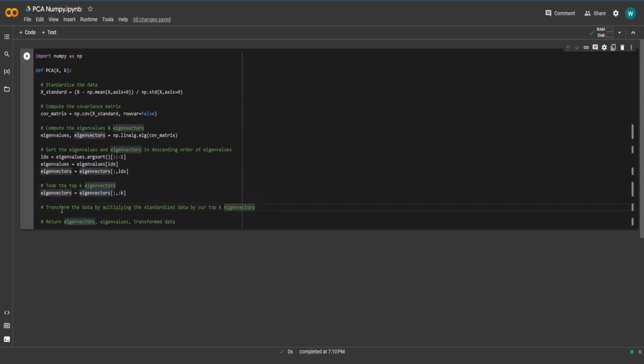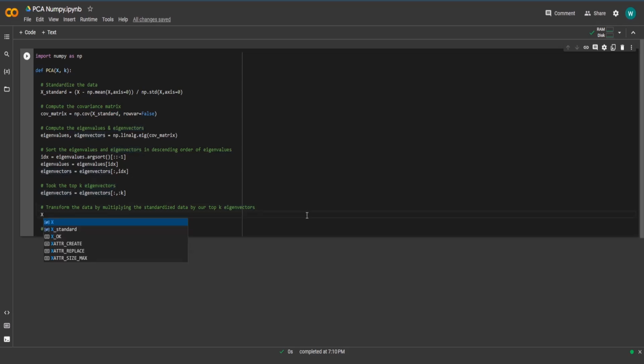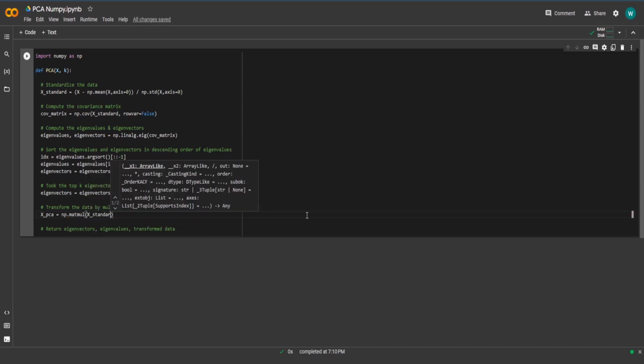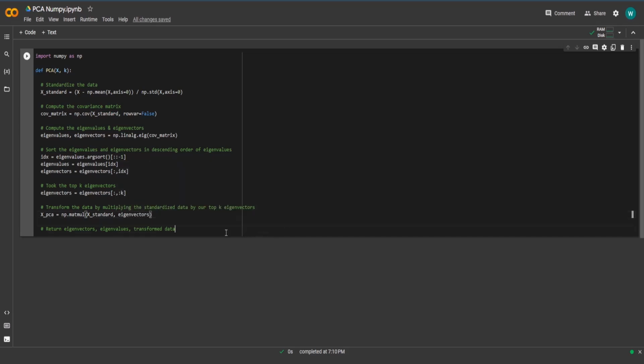Okay, so the next thing to do is transform the data by multiplying the standardized data by our top k eigenvectors. Okay, let's do that. So let's say x PCA is going to be equal to NumPy dot matmul of x standard and eigenvectors. Okay, so let's go ahead and do this, and we're going to return eigenvectors.